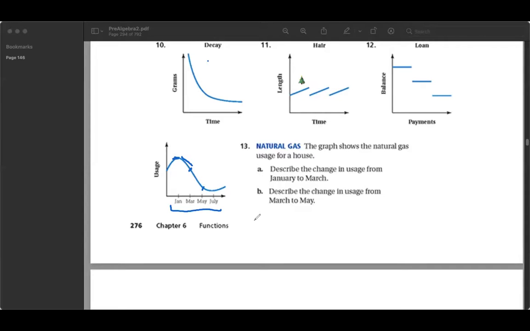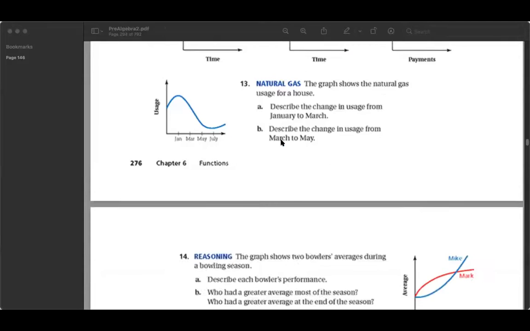From March to May, so it looks like it's decreasing. It's not decreasing very fast like this, but it's kind of like this, like a hill. Perfect. Yep. So it's not a super fast decrease, but it's definitely a decrease that we can see. Good job. Let's see here.